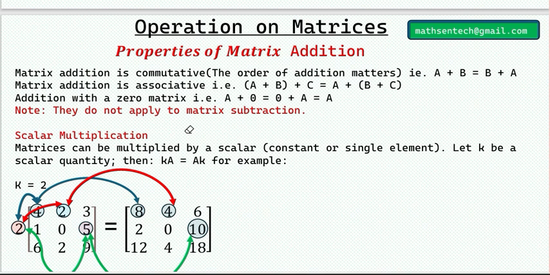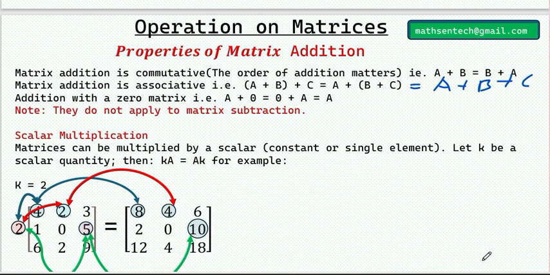When you go to associative, it's A plus B plus C. That means matrix A, matrix B, matrix C. You want to add them. You can first add matrix A and B, then you add C. That will still be equal to first adding matrix B and C, then adding A, and you still get the same answer. And it's also equal to A plus B plus C at the same time, adding them simultaneously. So it's the same. Then if you add a matrix plus the zero matrix, remember a zero matrix is a matrix which has all elements being 0. So if you add the matrix plus the zero matrix, you still get the same matrix. It does not change. Okay.